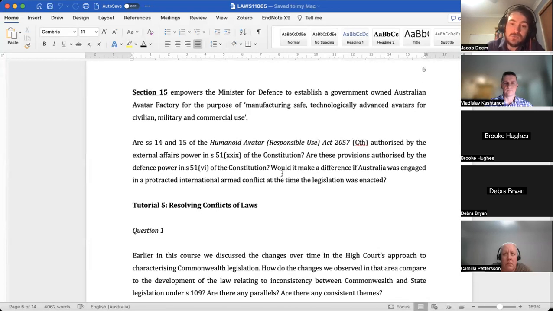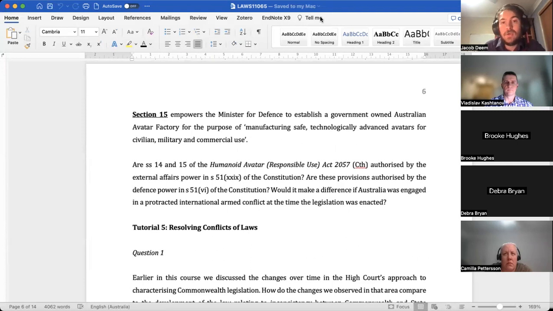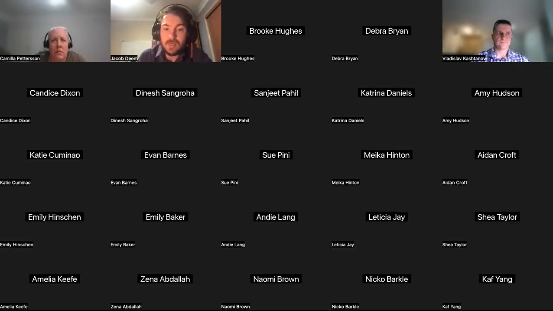So our questions for tonight: are sections 14 and 15 of the Act authorised by the External Affairs Power, or are these provisions authorised by the Defence Power? Would it make a difference if Australia was engaged in protracted international armed conflict? So, a nice detailed scenario there, plenty for us to think about and to sink our teeth into.